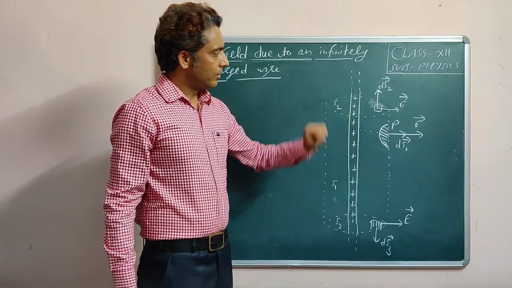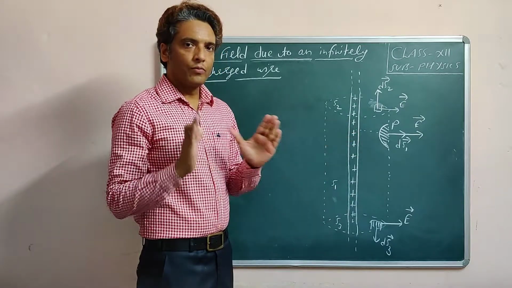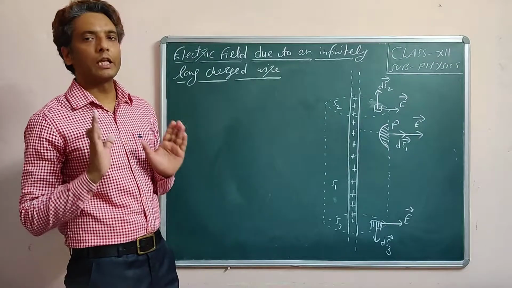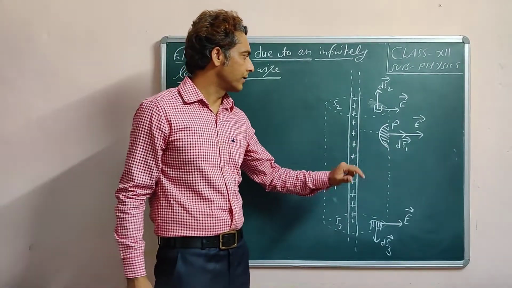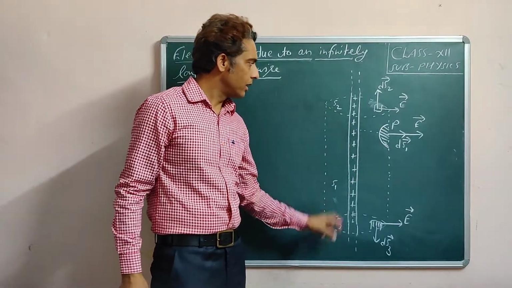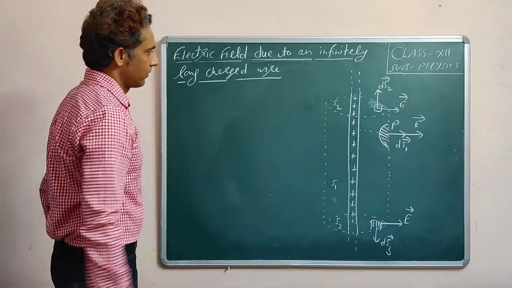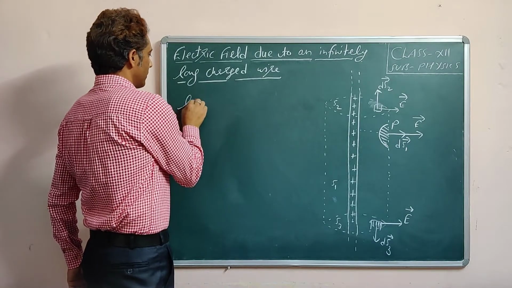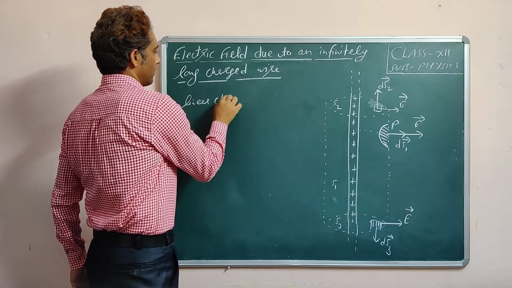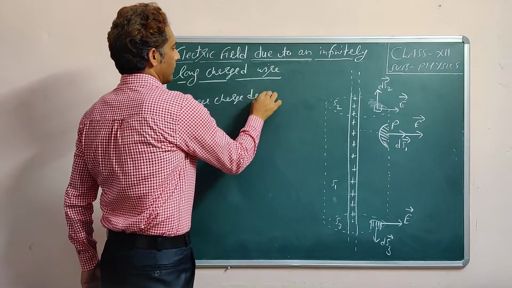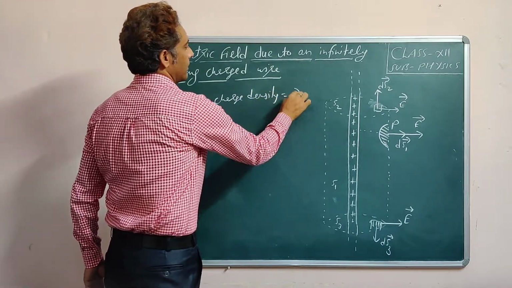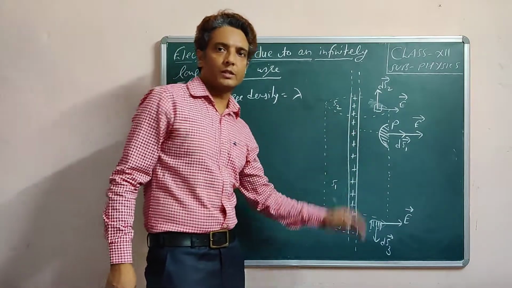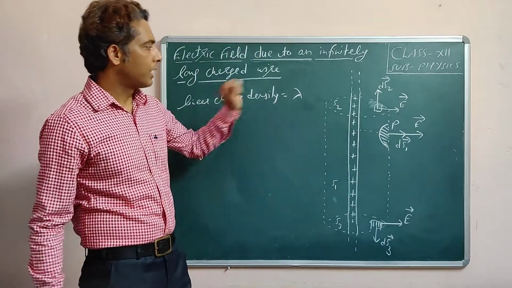Now, in order to find the total electric flux, we have to take the sum of electric flux through these three surfaces, S1, S2 and S3. So, the linear charge density is lambda, means this charge is uniformly distributed over the wire such that the linear charge density is lambda.